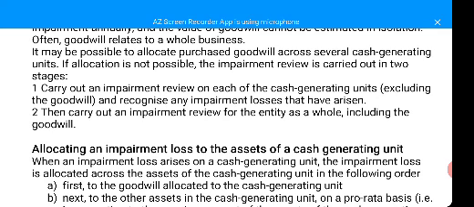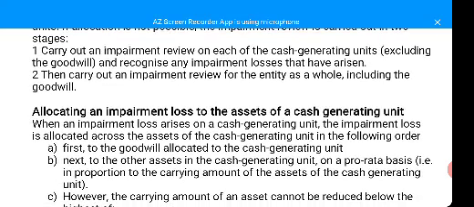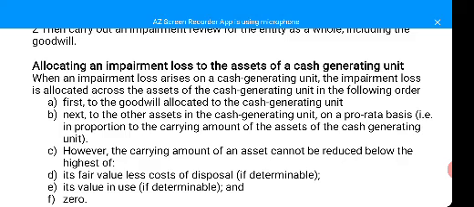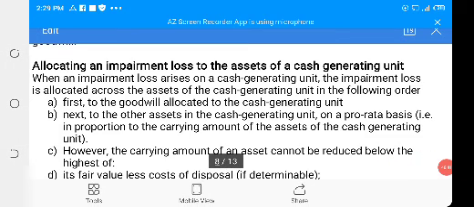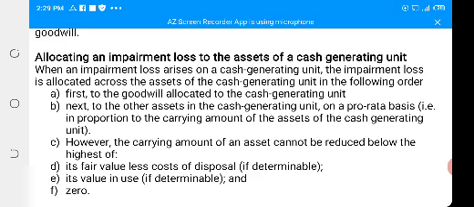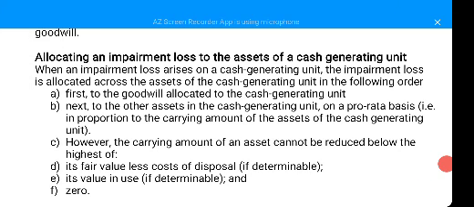Two, when reviewing the carrying amount of the entity as a whole, include the goodwill. Now, when there is goodwill in that asset, you can also do impairment for the CGU as a whole. Then how do you allocate impairment in a CGU? Allocating an impairment loss to the assets of a cash generating unit: when an impairment loss arises on a cash generating unit, the impairment loss is allocated across the assets of the cash generating unit in the following order.